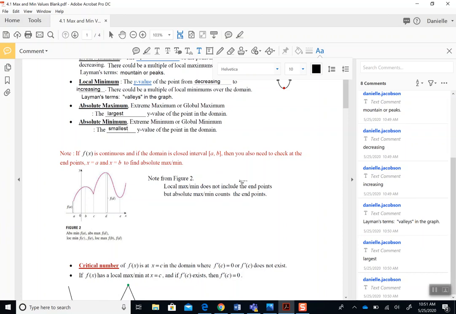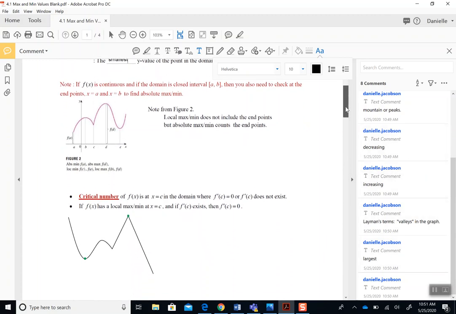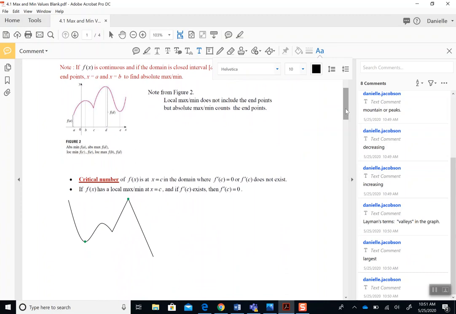So we're thinking, all right, we're going to check these hills and valleys, and we're going to check our endpoints when we have a closed interval, meaning when the endpoints are included. Okay, so how do we do this? Well, we can use calculus.